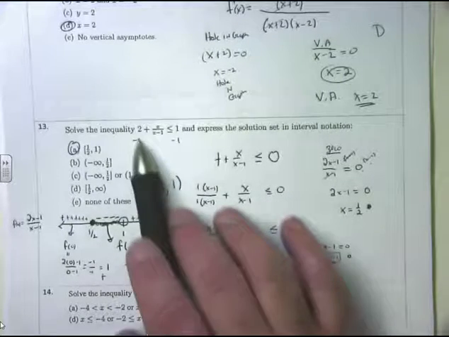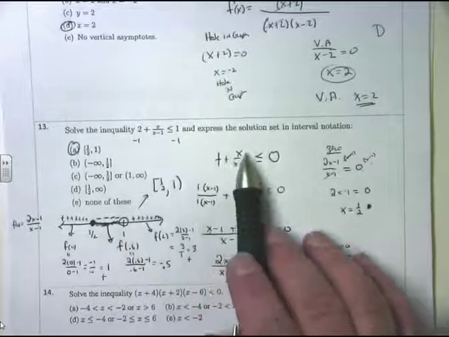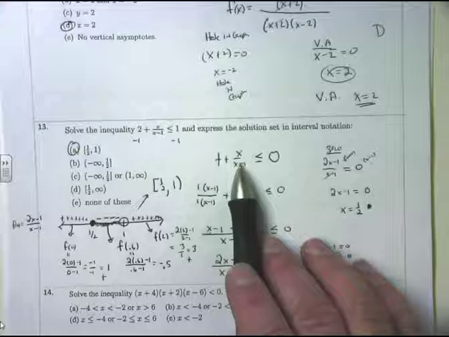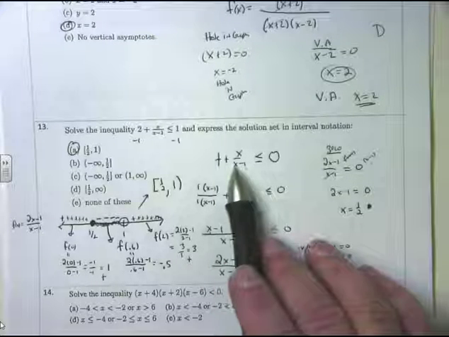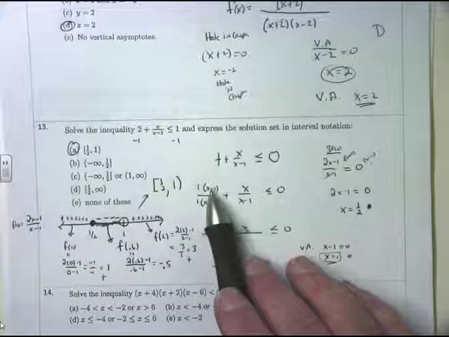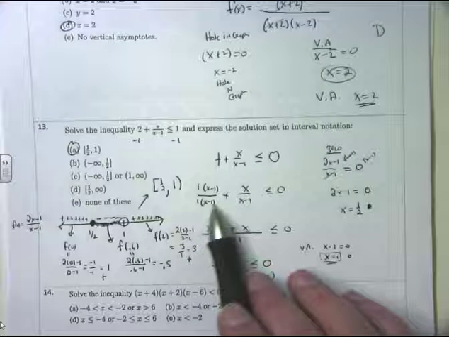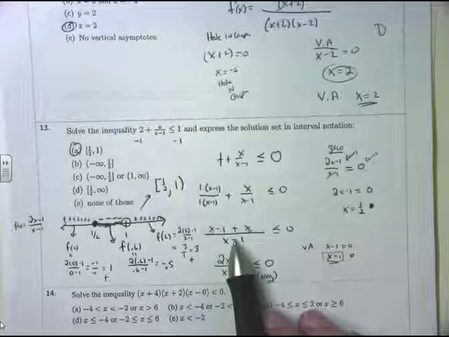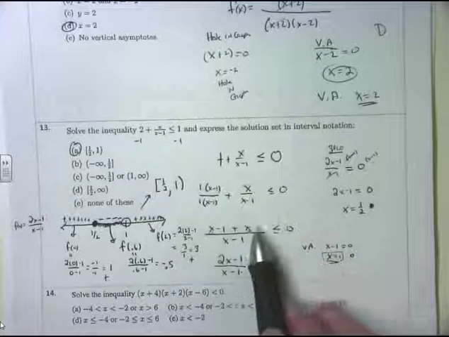So on this problem, I subtracted 1, so I have 2 minus 1, which is 1, plus x over x minus 1. But when you have fractions, I've got to get a common denominator. So 1 over 1, and my only denominator is x minus 1, so I made that 1 times x minus 1 on top, x minus 1 on the bottom. So I got x minus 1 over x minus 1 plus x over x minus 1. You write it as one big fraction with the common denominator x minus 1, with the x minus 1 plus x in the numerator.